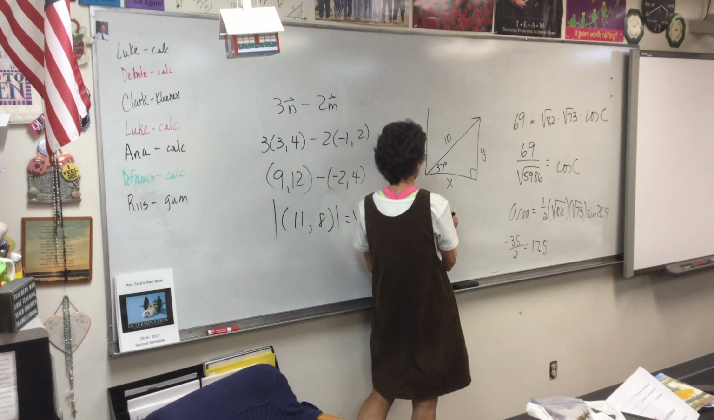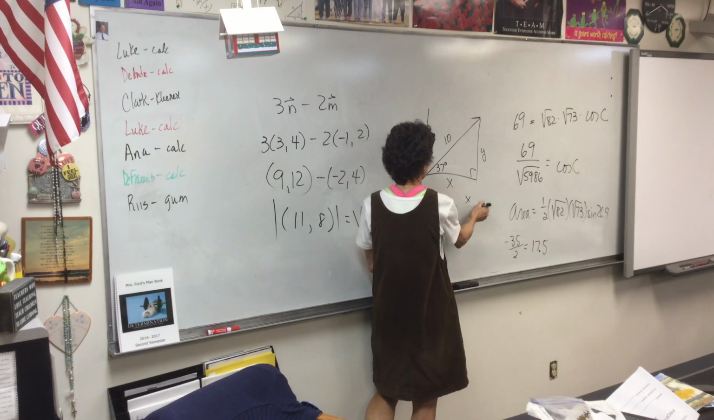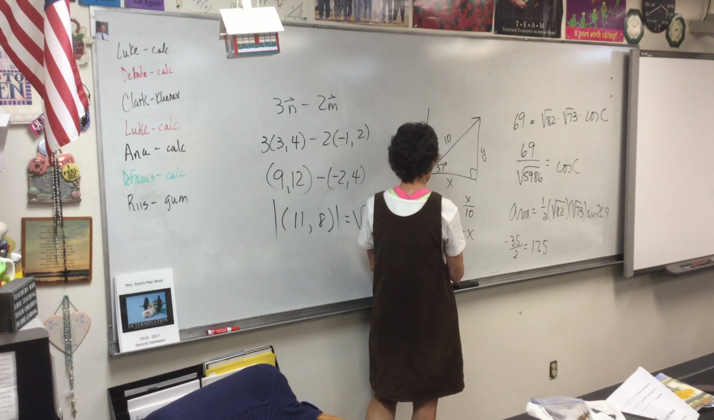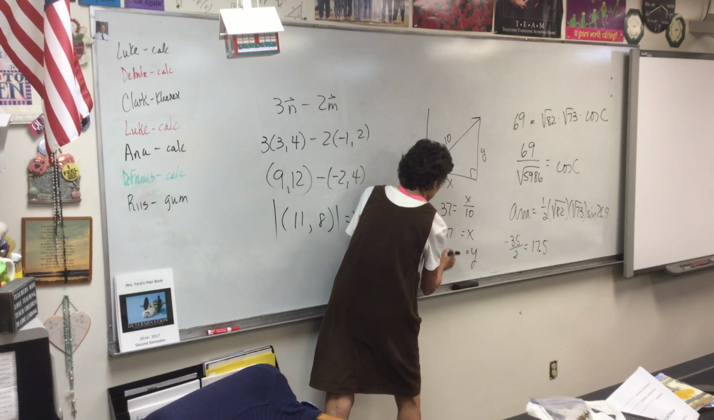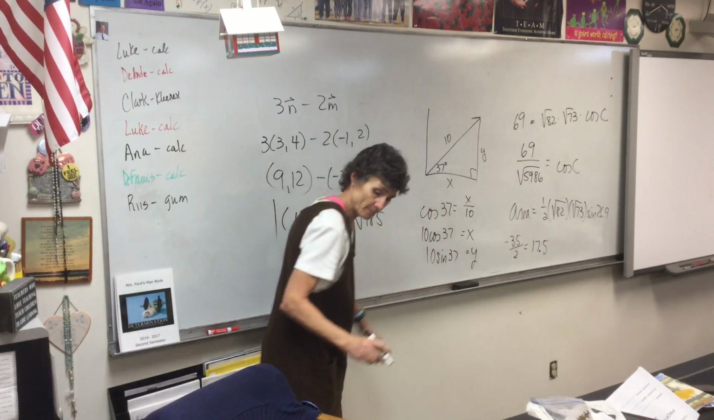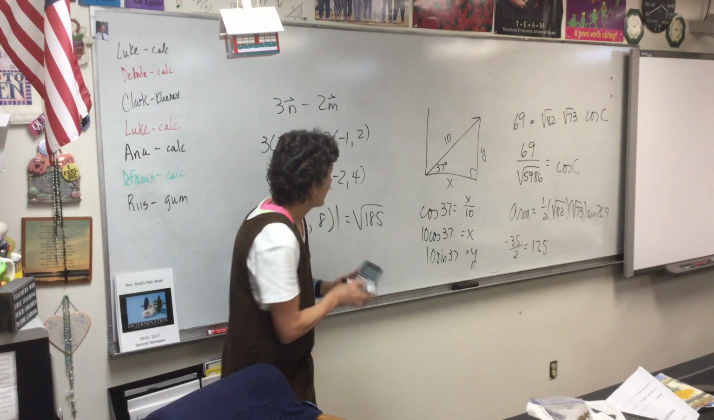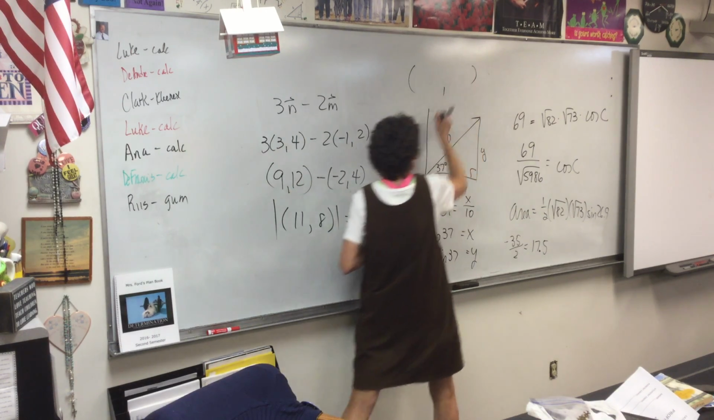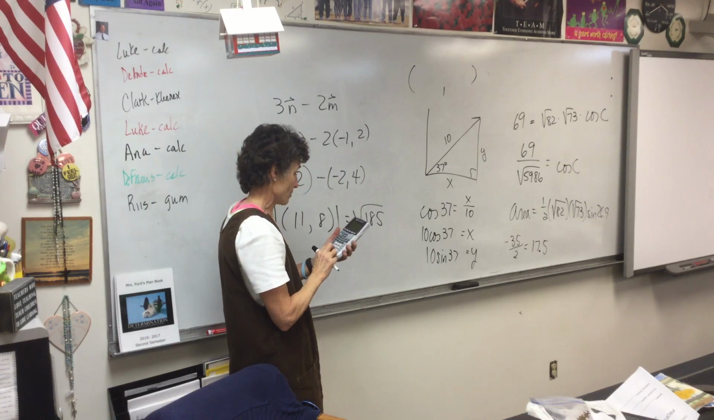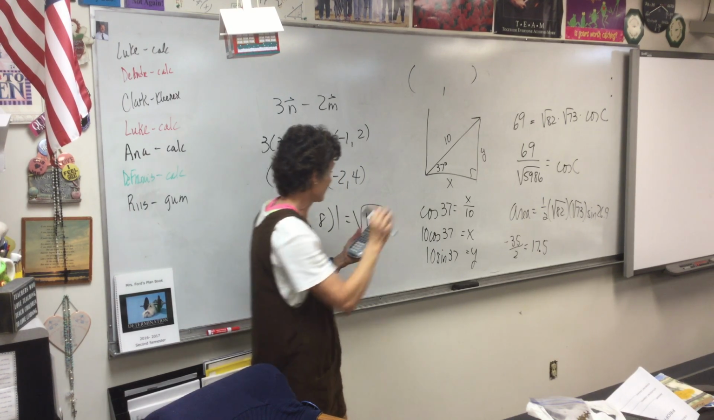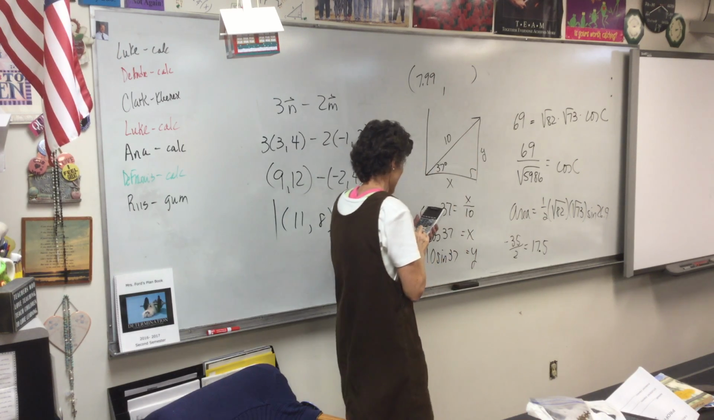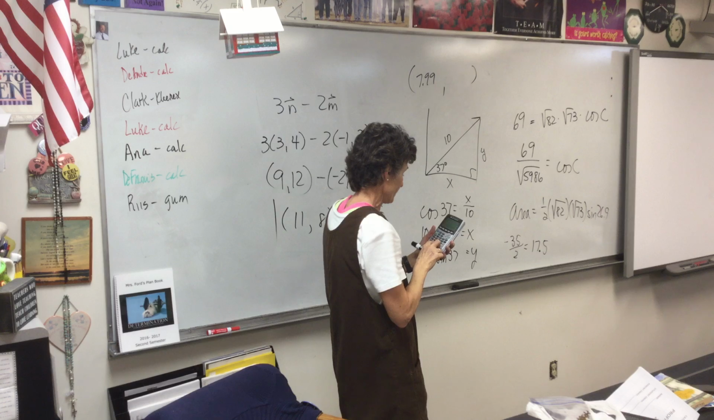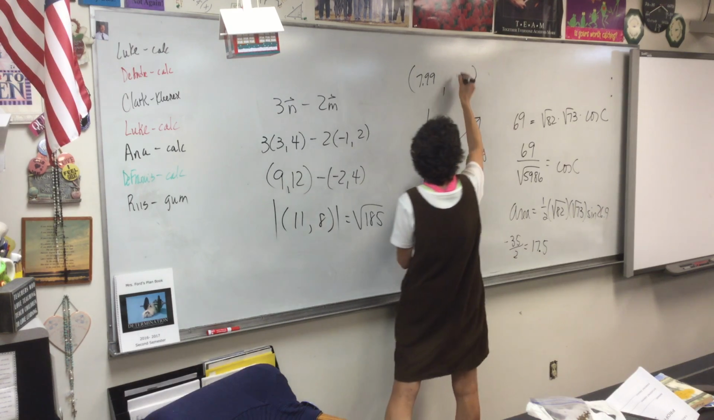So cosine 37 equals x over 10. So x is 10 cosine 37, and y will be 10 sine 37. And we just type them in, and your answer is this. It's an x and a y. So 10 cosine 37, 7.99, and 10 sine 37, 6.02.